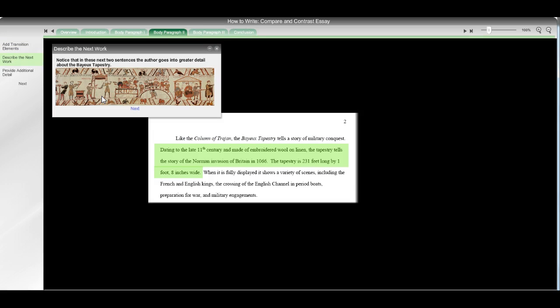Number 11. Describe the work. Notice that in these 2 sentences right here, the author goes into greater detail about the Bayeux Tapestry. Let's read this together. Dating to the late 11th century and made of embroidered wool on linen, the tapestry tells the story of the Norman invasion of Britain in 1066. The tapestry is 230 feet long by 1 foot 8 inches wide.